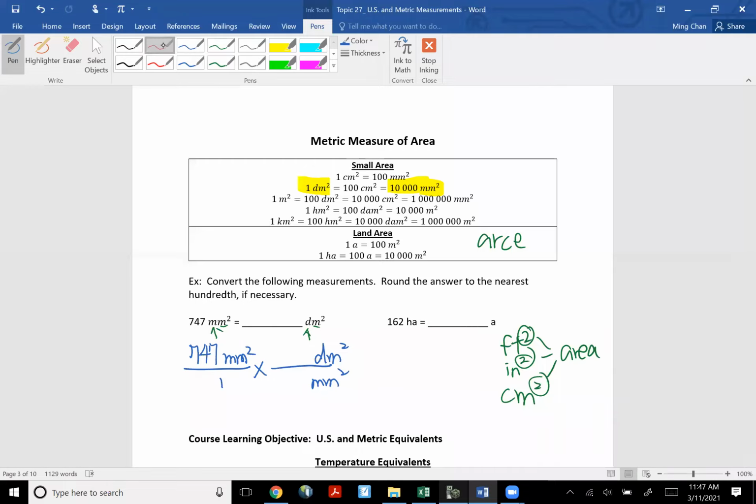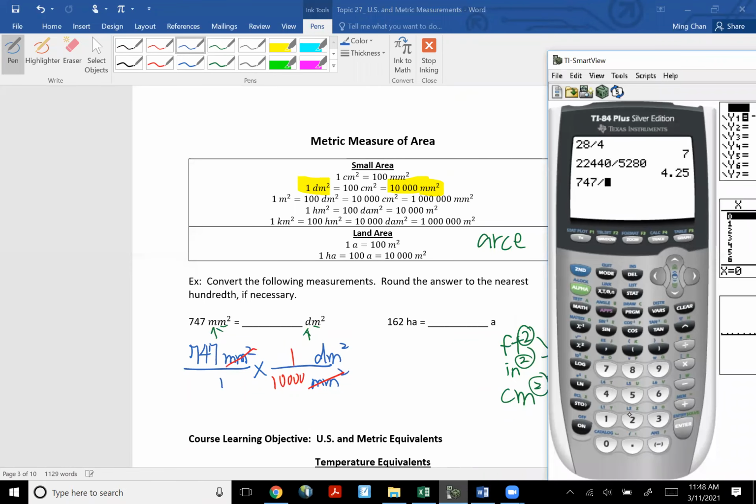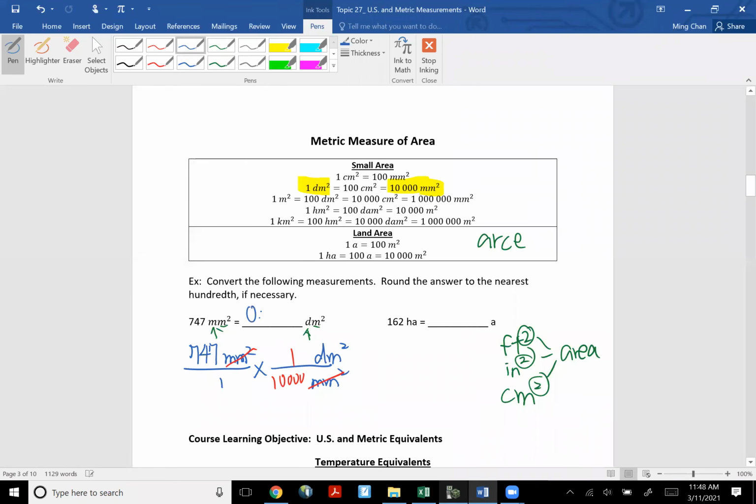So let's put my ratio in there. 1 square deci for 10,000 square milli. Square milli cancels out. 747 times 1 divided by 10,000. 747 divided by 10,000. Here's my answer, 0.0747 square deci.